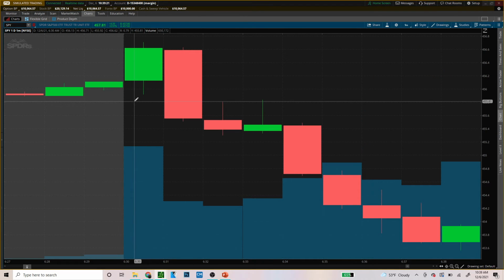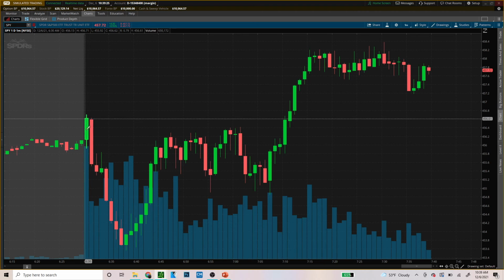So at 9:30, that looks a little ugly. At 9:30, it opened up here at 456, closed at 456.63, and it fluctuated here. And then we have this aggressive red candle, and then we have this long drop, and then it pushed back up. But that's how that works.